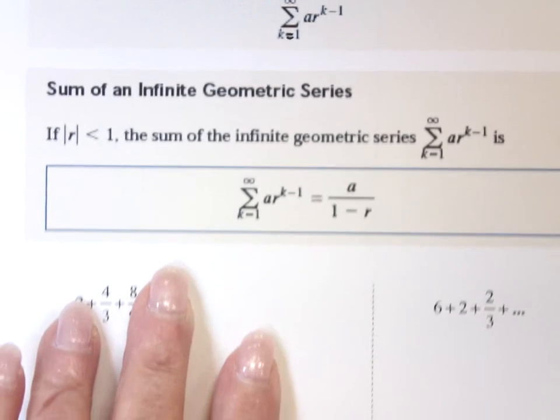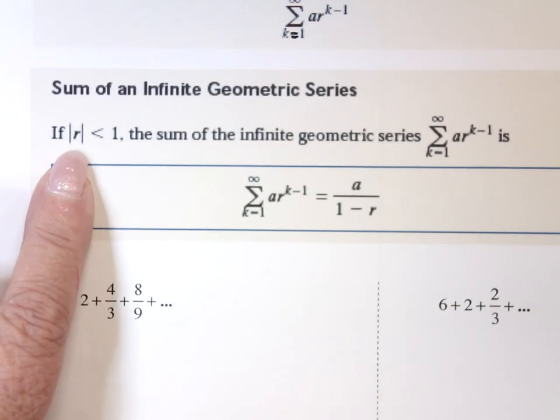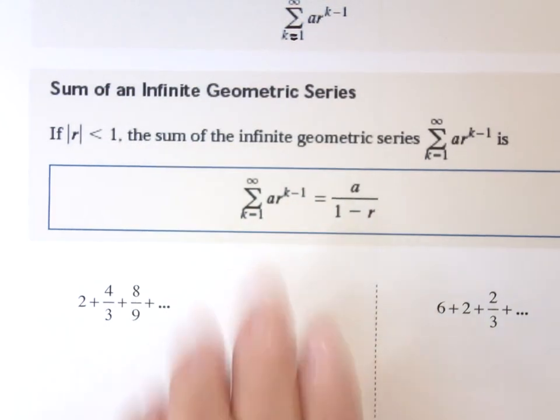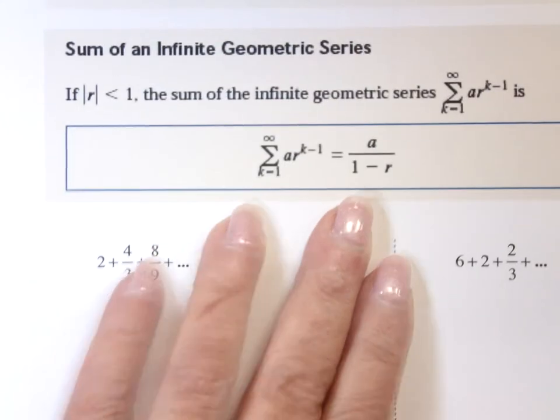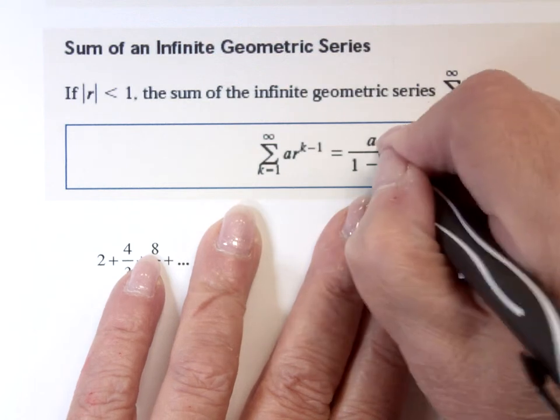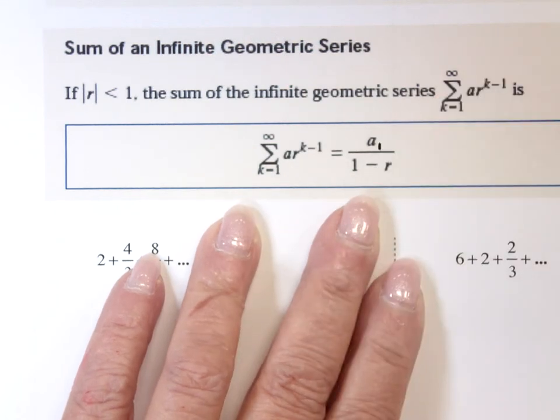If I have a sum, the absolute value of r needs to be between 0 and 1. In other words, it is a fraction. It's the guy who flips that graph around the x-axis, so it's going down instead of up. If that happens, then this is the formula for the sum. From k equals 1 to infinity of a r to the k minus 1, it is a1 divided by 1 minus r.